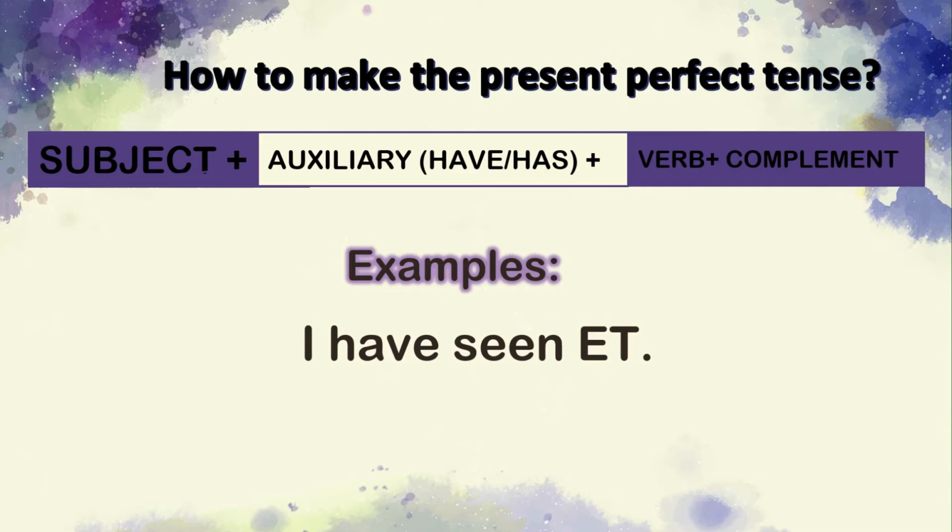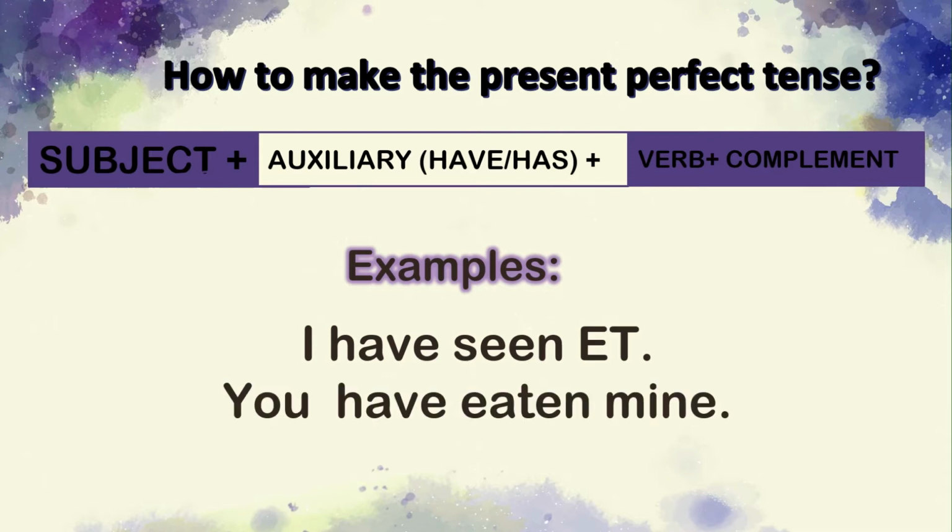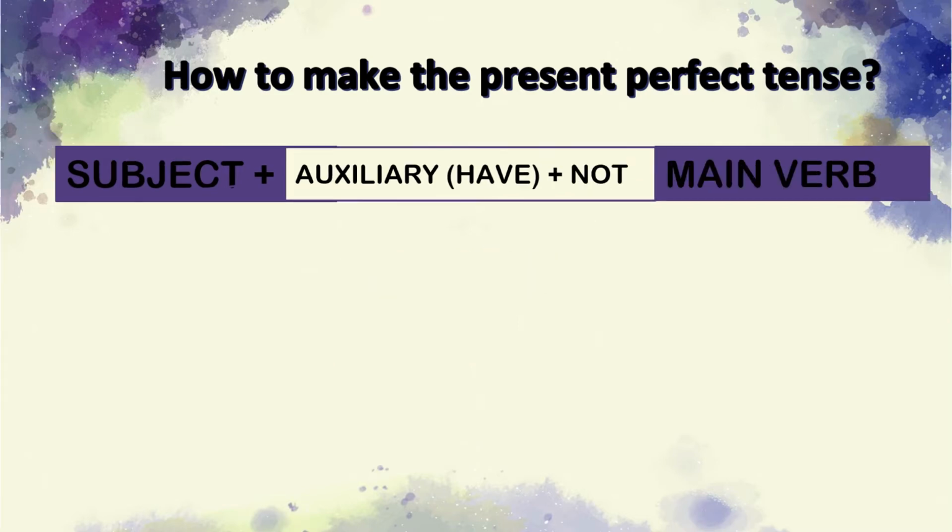So, in this case, you have the subject, I, and have, that is the auxiliary verb because you're using I. And also, you have here the verb in past participle. Later, I will give you a list with the past participle of the verbs. Then you have, I have eaten mine. So also you have the subject, have, the auxiliary in this case, also the verb in past participle and the complement.